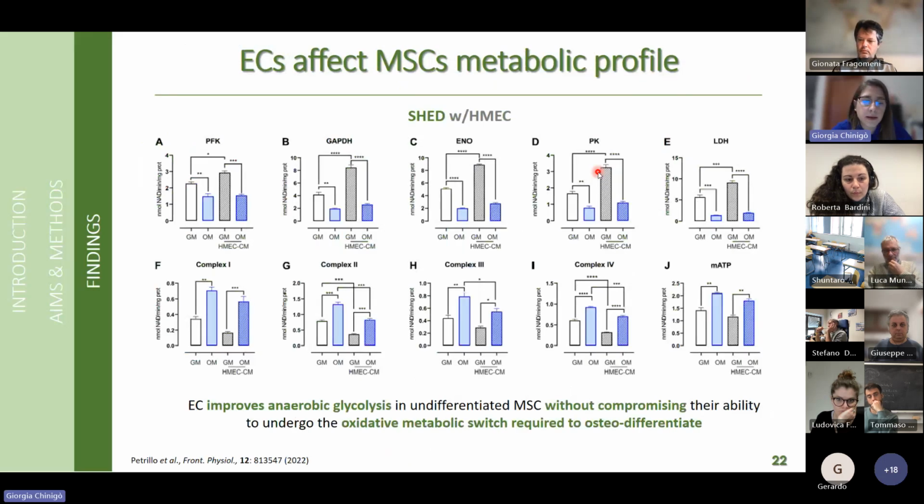Finally, we looked at the metabolic profile of our mesenchymal stem cells because it is known that osteodifferentiation requires an oxidative metabolic switch, let's say.